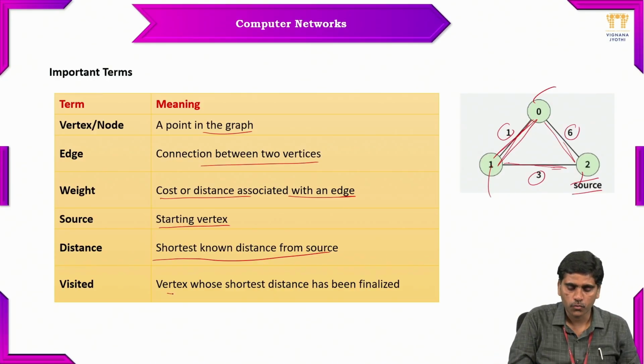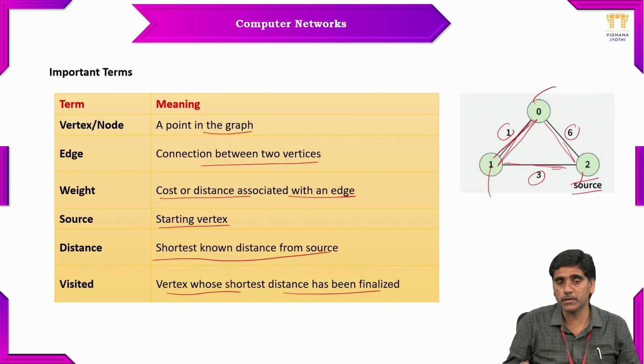And visited means a vertex whose shortest distance has been finalized. Suppose you see 2 to 0, the 6 is the direct connection. But if you go 2 to 1 and then 1 to 0, the distance is 3 plus 1, which is 4 only. So to reach 0 from 2, we have to go through 2 to 1, 1 to 0, because it is the smallest distance.